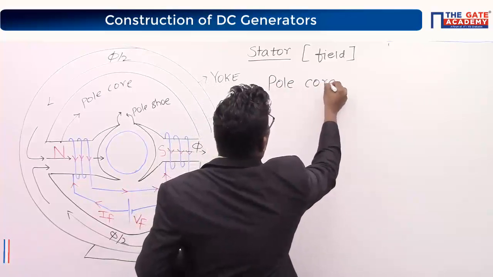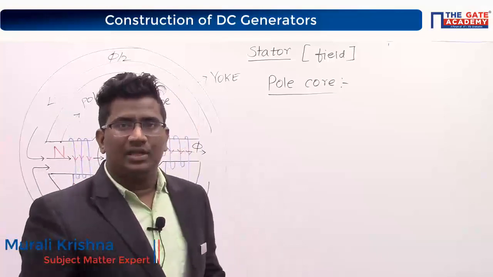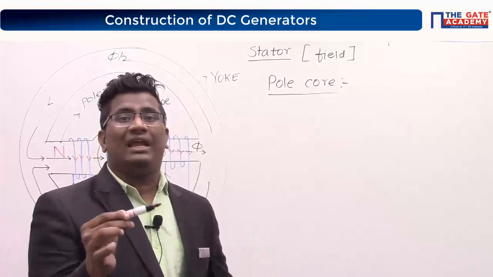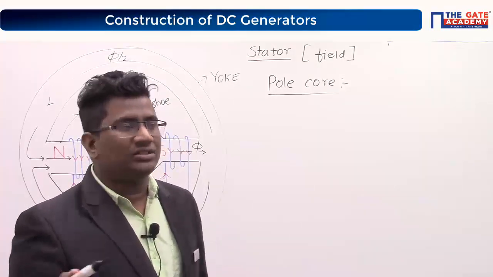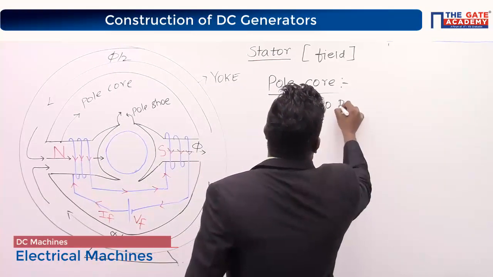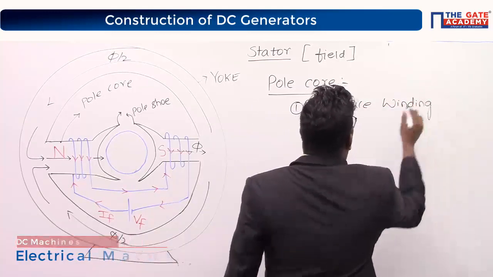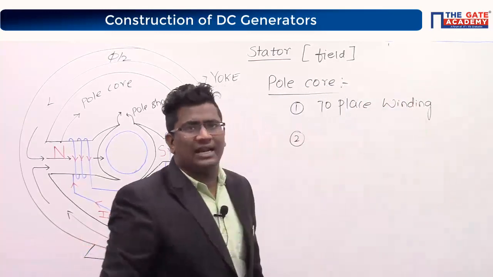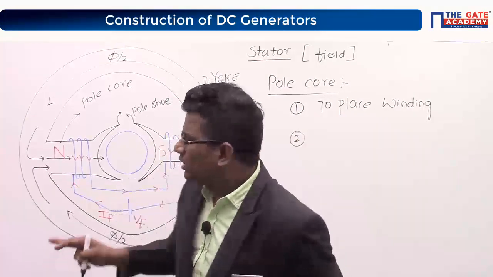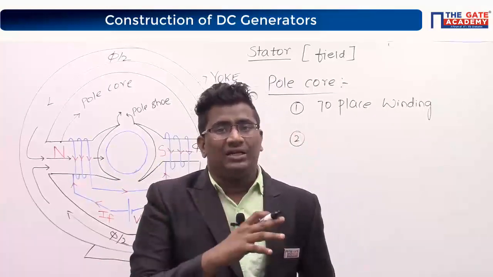What is meant by pole core? What is the purpose of the pole core? The main purpose of the pole core is to place the winding across it for the production of flux, right? But basically you have two choices. Either you select the pole as a permanent magnet, or you can select it as an electromagnet.